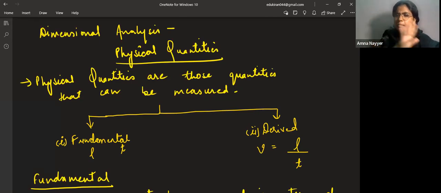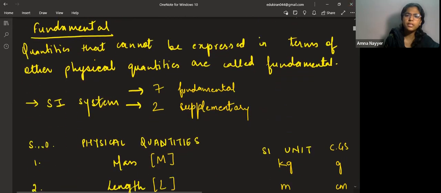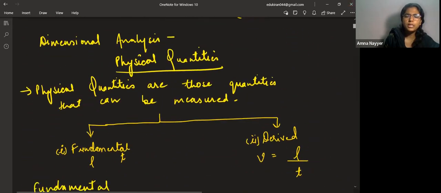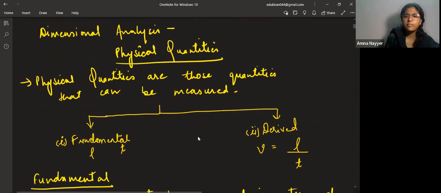A simple way to remember: basic quantities are fundamental quantities, and their derived forms are derived quantities. Now, certain fundamental quantities for the formulation of dimensional analysis, you should remember this. For the few quantities which you have to remember, that won't be given to you. Just write down this part, then I'll start with fundamental quantity.